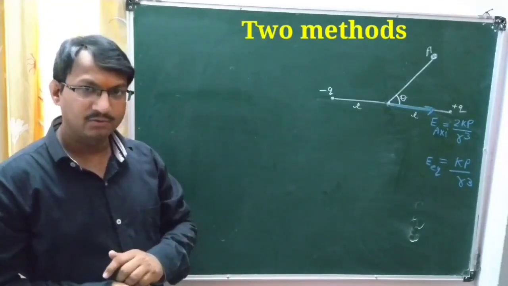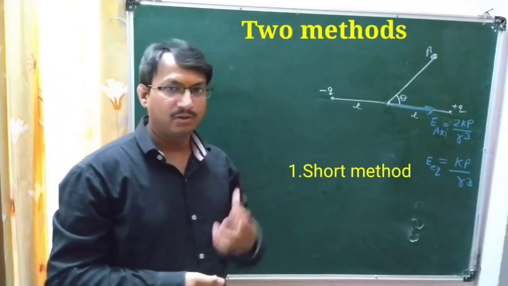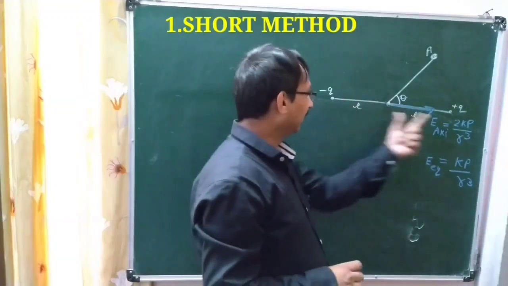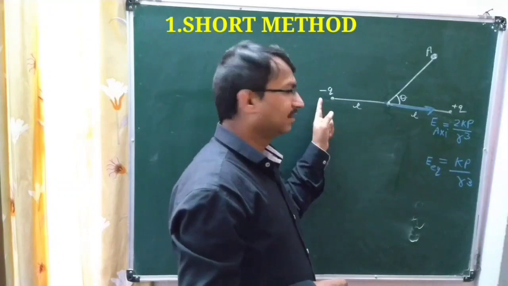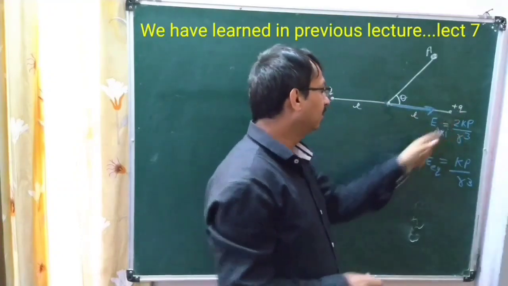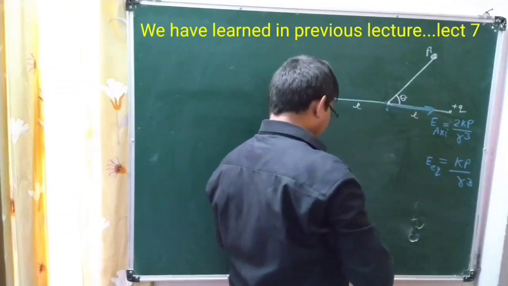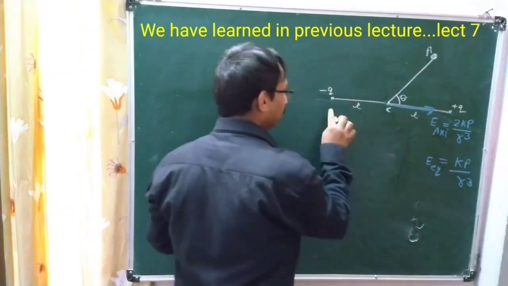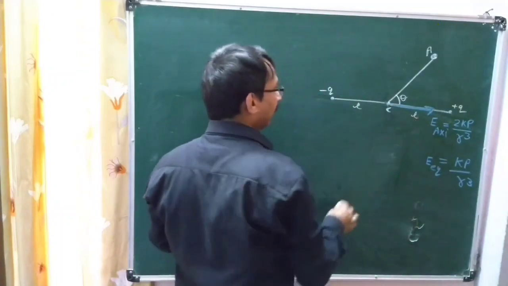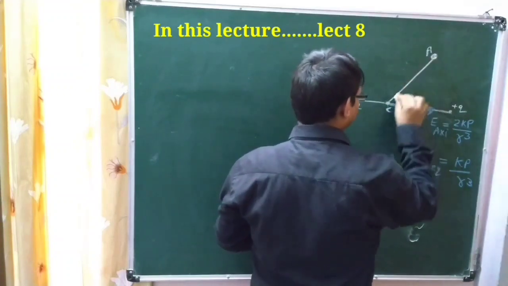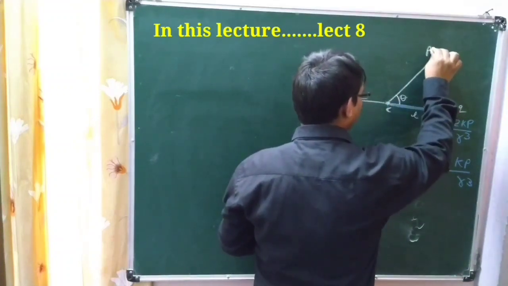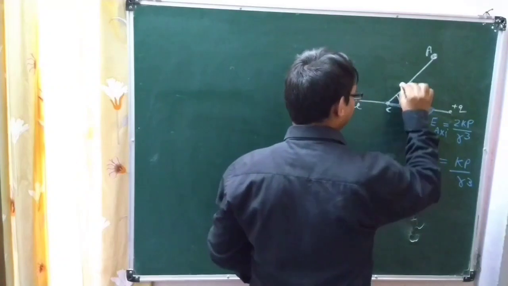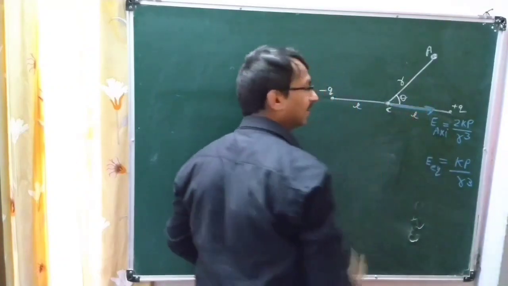There are two methods to derive this formula. One is very short and the other is somewhat lengthy. So let us discuss the short one. This is an electric dipole consisting of two charges, minus q and plus q. This is its center C, and half of the length of the dipole is L, another half is L, so the total length of the dipole is 2L. Our objective is to find the electric field intensity at this arbitrary observation point A, which is situated at angle theta and at distance r from the center.